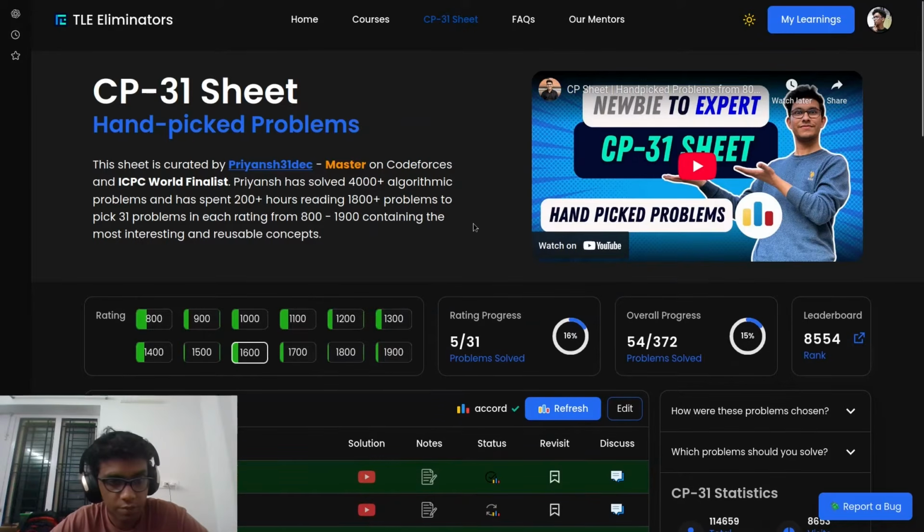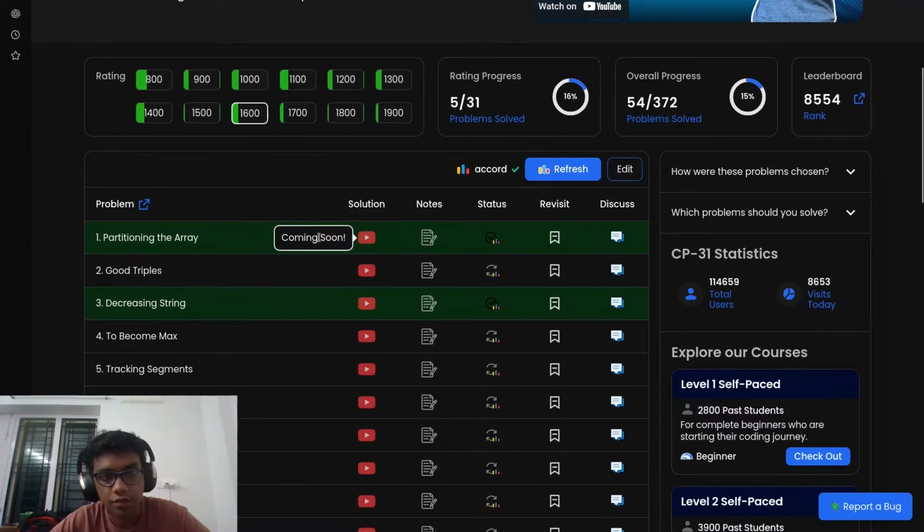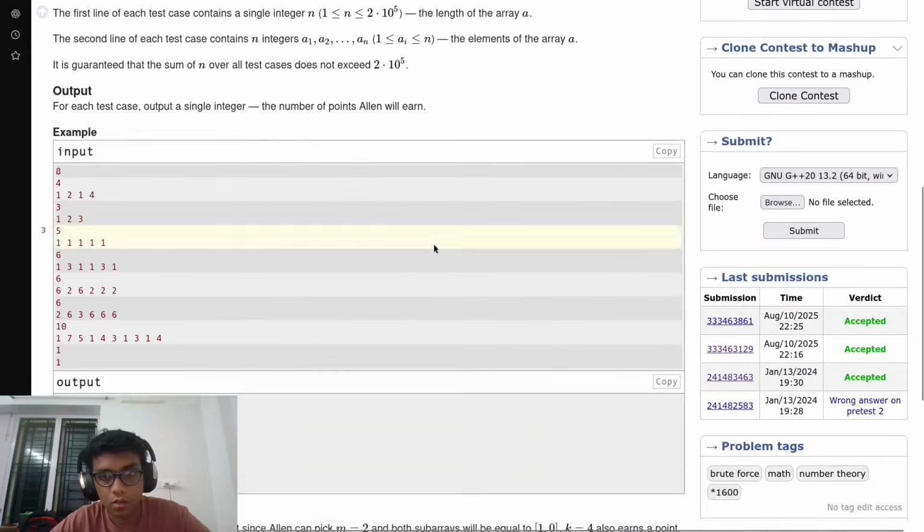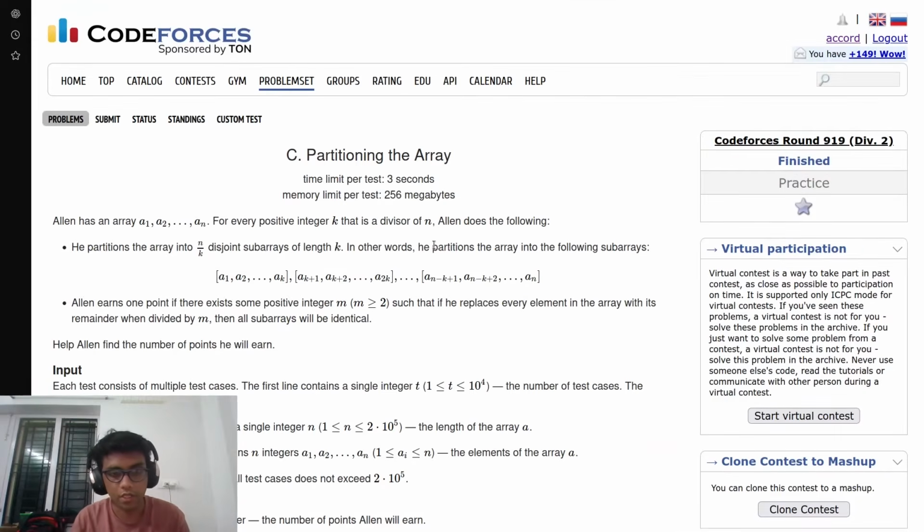Okay, so let's go to the CP-31 sheet and navigate to this problem, partitioning the array. Now let's go through the problem, read it, understand it, and then we'll get right into the solution.